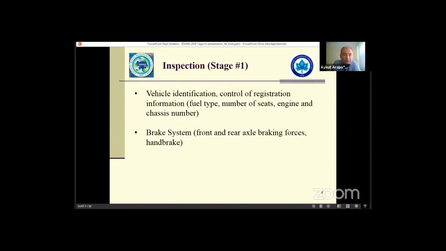In the first stage of the inspection, vehicle identification and control of the registration information are done, and the braking system is checked by using special equipment. And then the car is taken to the next stage.